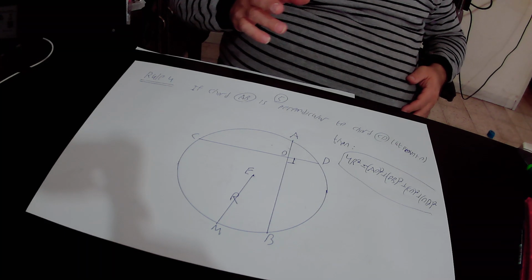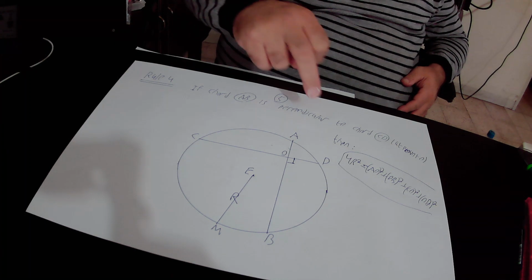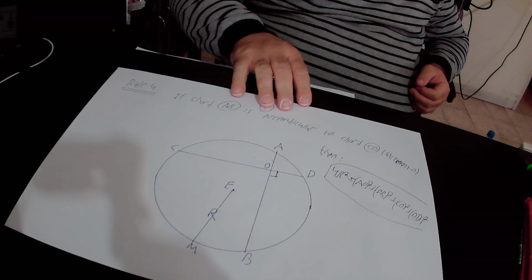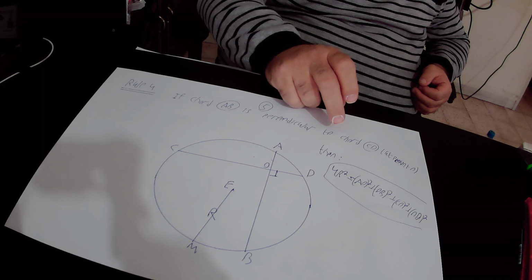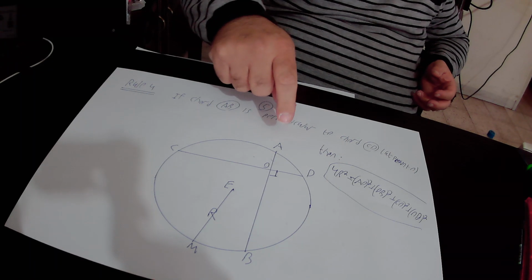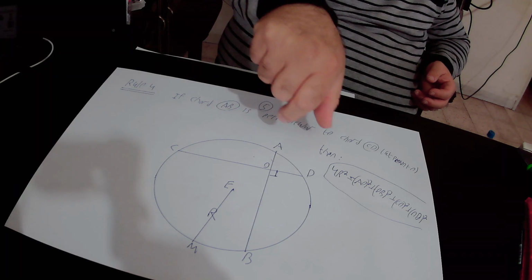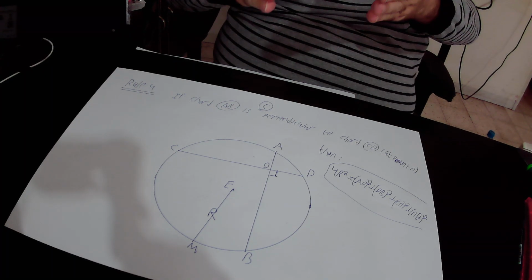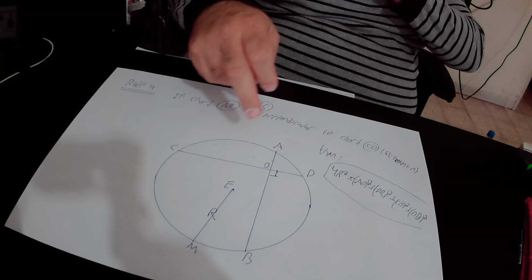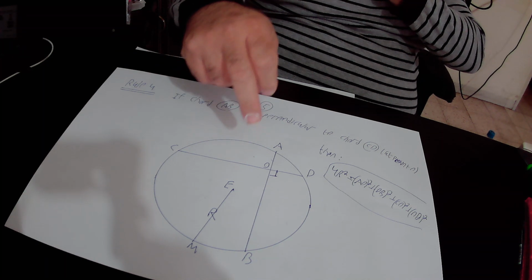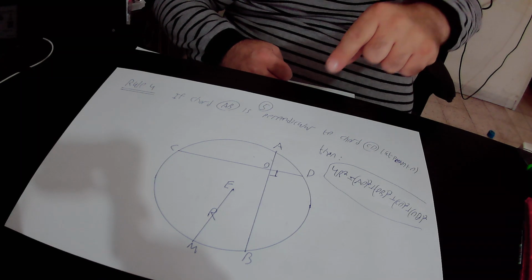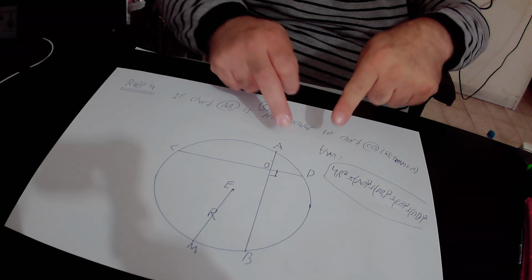Whenever we have two chords that are perpendicular to each other, you can find the radius of the circle that contains them according to a special formula. The radius of this circle is capital R, and the following formula is true: 4R squared equals AO squared plus OB squared plus CO squared plus OD squared.